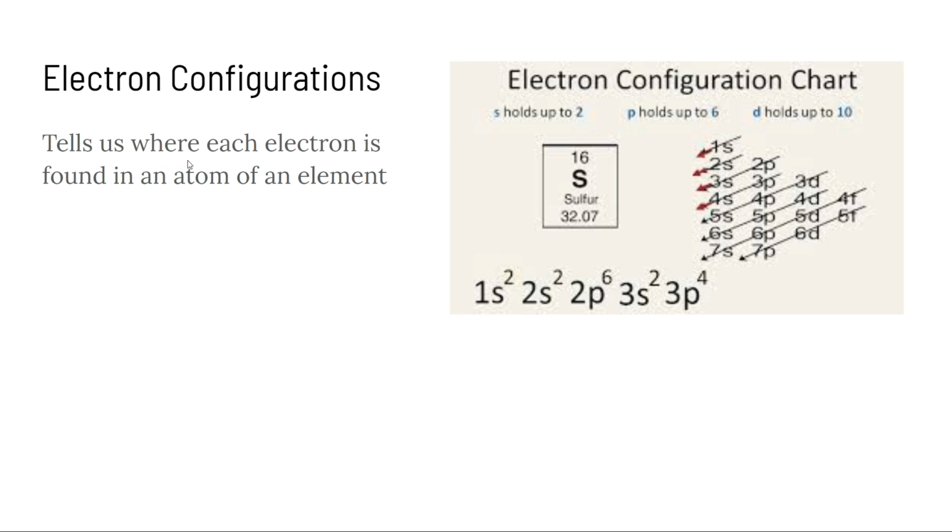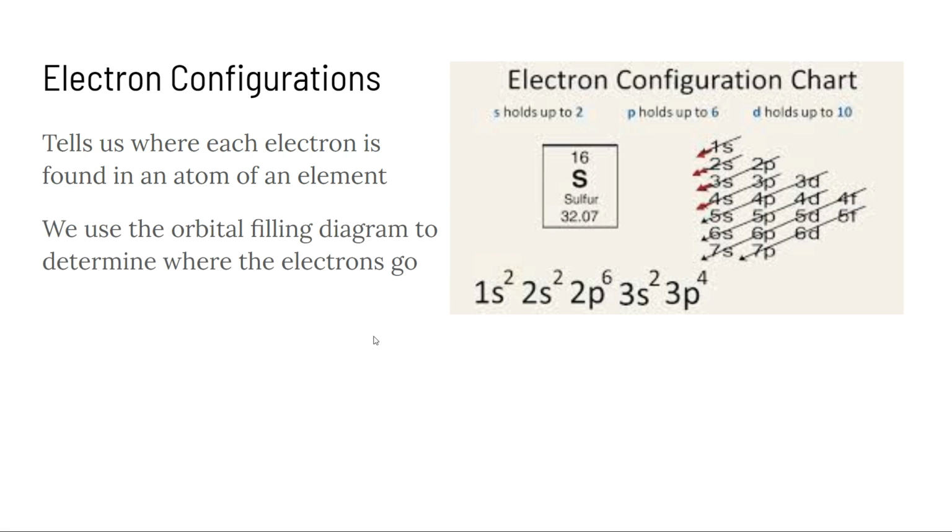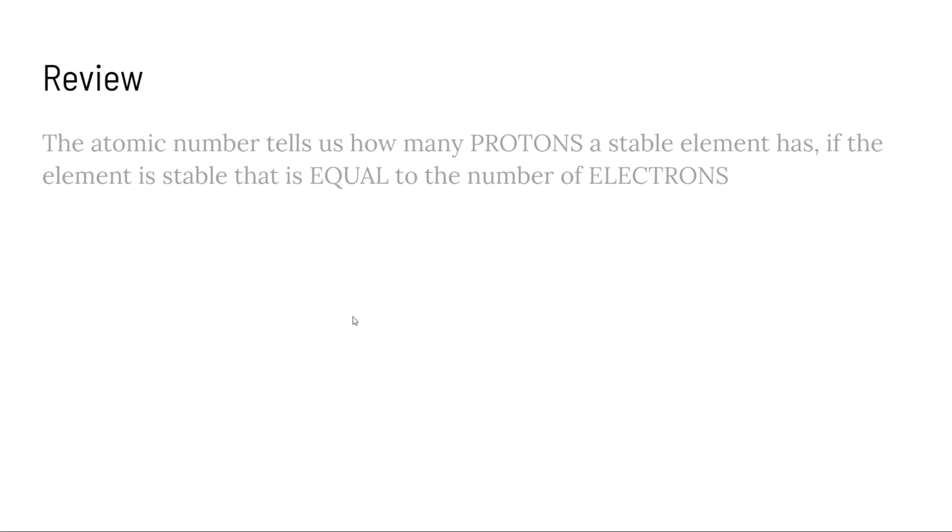So it tells us where each electron is found in an atom of an element. The 1 here in front of the letter tells us which energy level it's in. The letter tells us which orbital, s, p, d, or f. And then the exponent number here tells us the number of electrons that are in that subshell. So we use the orbital filling diagram to determine where our electrons go. We fill it out as we go until we run out of electrons, and then we write our full electron configuration.